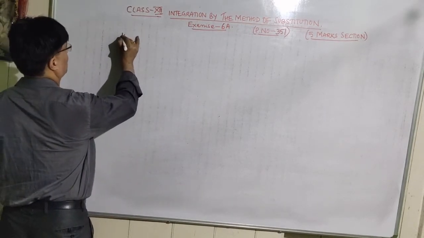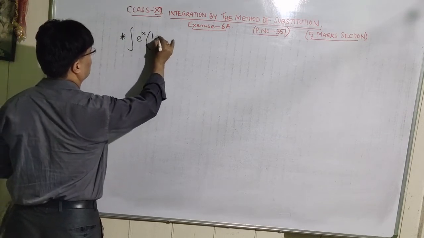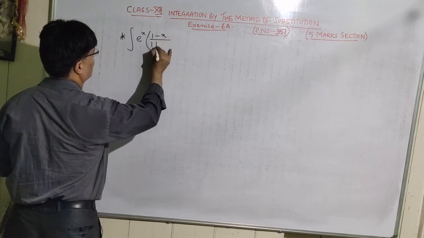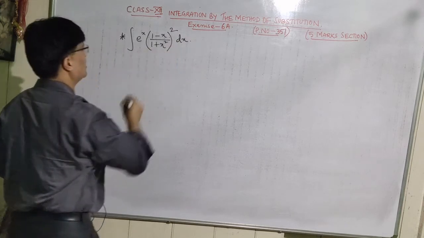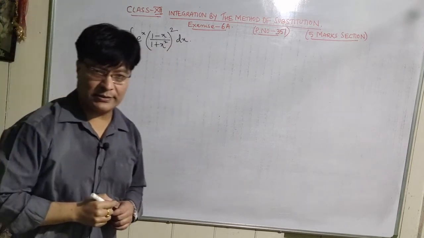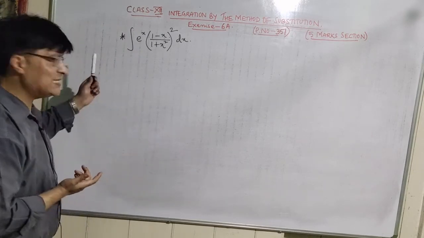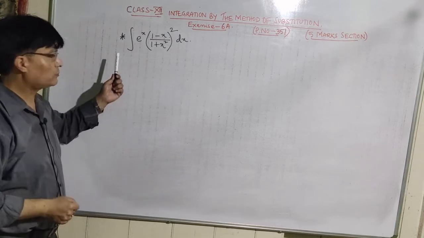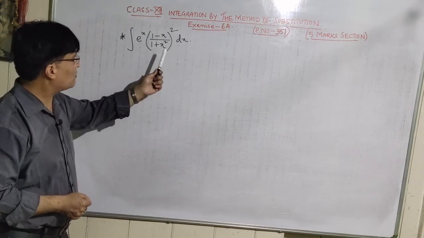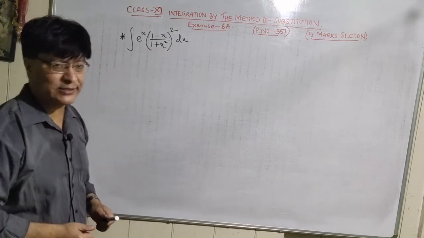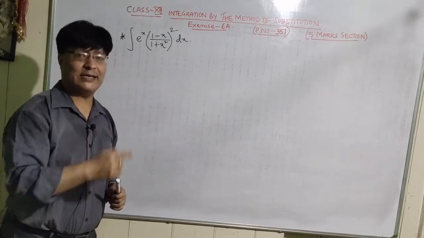Okay, so the question is the integral of e to the power x within bracket 1 minus x upon 1 plus x square, whole square, dx. So this question is also very, very important. Okay, so now let's do this question. You have to evaluate this integration, that is the integral of e to the power x within bracket 1 minus x upon 1 plus x square, bracket closed, whole square, dx.